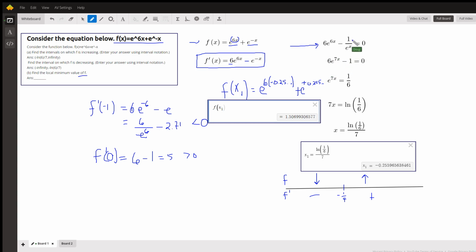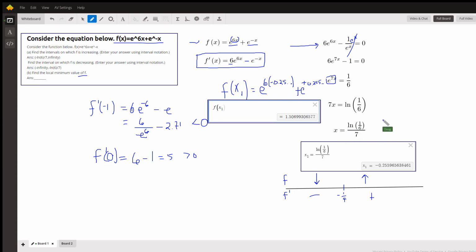Here, when I multiply by e to the x, these e to the x's cancel out, and e to the x times 0 is still 0. Solve for e to the 7x equals 1/6. Take the natural log of both sides and apply the power rule for logarithms. So 7x equals the natural log of 1/6. So x equals natural log of 1/6 divided by 7.